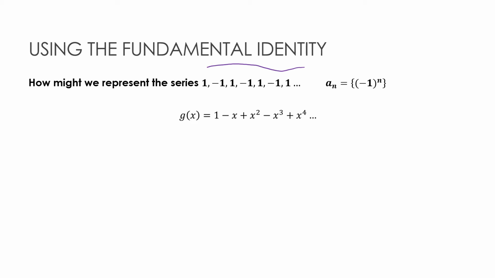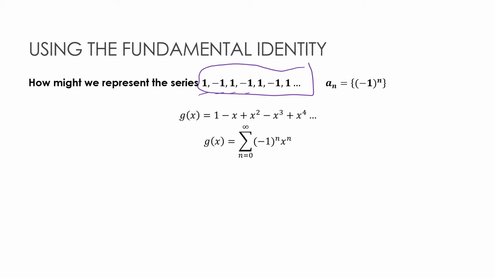Now, what's different about this series? It's not all 1's, but in fact, it's a 1 then a negative 1. So essentially, we're just alternating signs each time. So again, my focus is how am I going to manipulate that fundamental identity so that it will result in coefficients of 1, negative 1, 1, negative 1, etc.